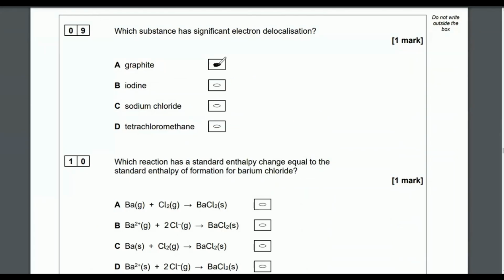They're bonded to 3 others. As they're in group 4, it means there's that spare electron hanging about. That's the delocalization. Obviously, sodium chloride's ionic, iodine's covalent, tetrachloromethane is covalent. So there's no delocalized electrons in those. So that one is another lovely, easy one.